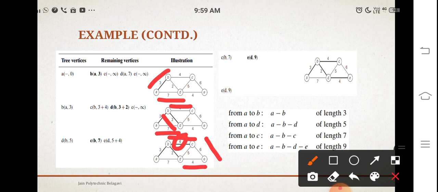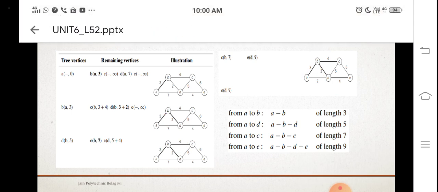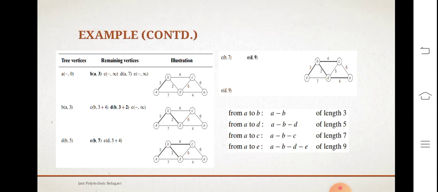So finally the minimum spanning tree will look like this. That is A to B, then B to C, then B to D, then D to E. This is the minimum spanning tree of this given graph. So this is how it will be traveling from source vertex to destination vertex.